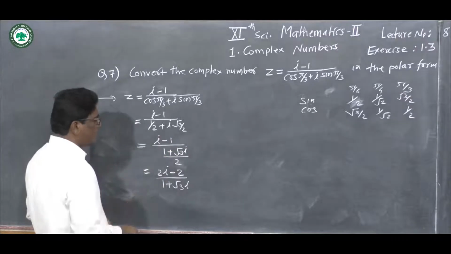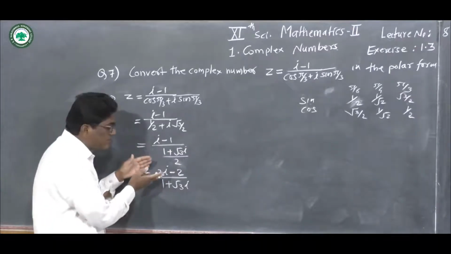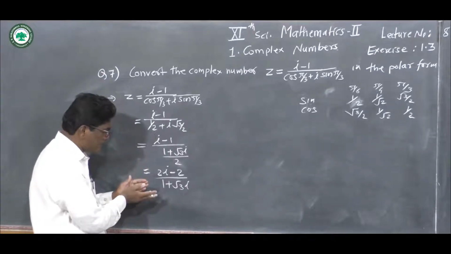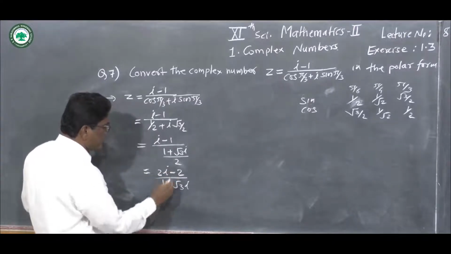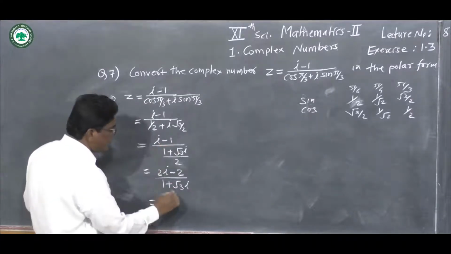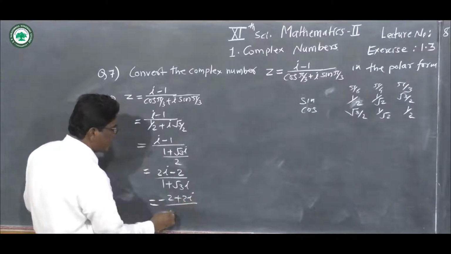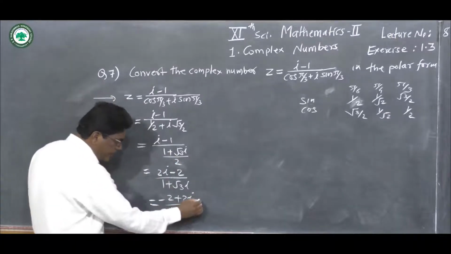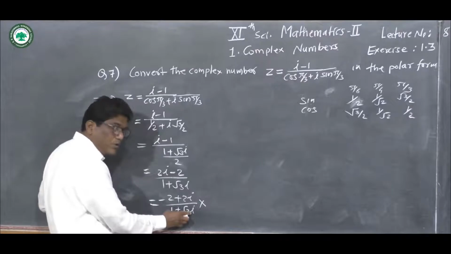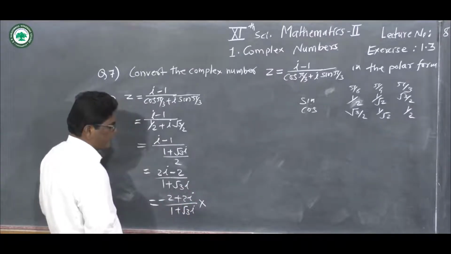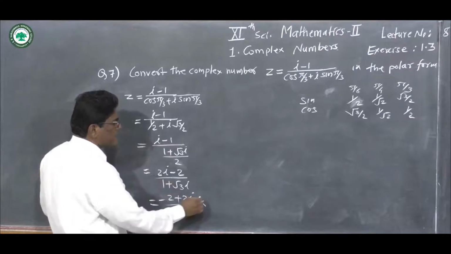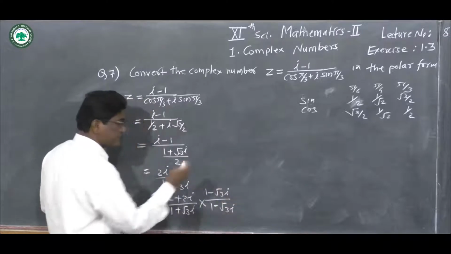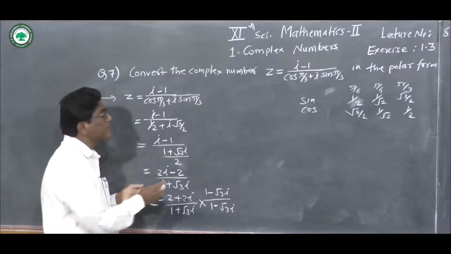Now this is the division of two complex numbers, a complex number in the numerator and a complex number in the denominator. So we write this complex number like this: minus 2 firstly, and then plus 2i, divided by 1 plus root 3i. And now we take the conjugate of the denominator and multiply to numerator and denominator. Here instead of plus we take minus. So 1 minus root 3i divided by 1 minus root 3i. And now take the product of numerator and denominator.